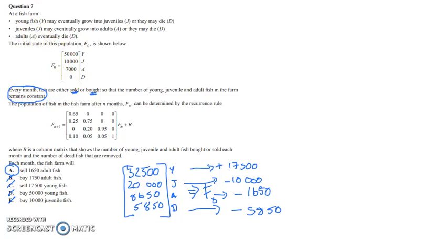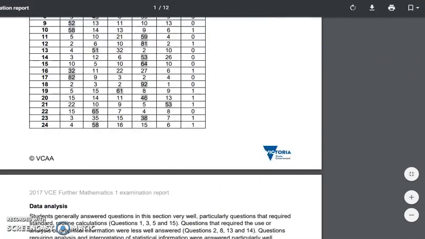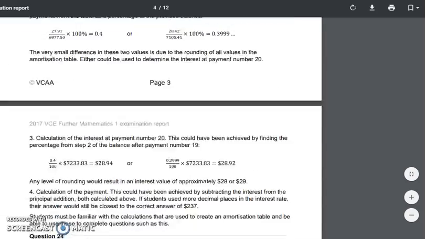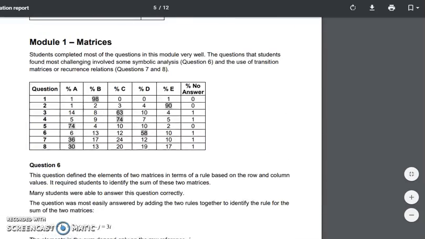So let's have a look at the assessor's comments for this one. Let's find the matrices section. So here we go, question number 7. Answer is A. Only 36% of the cohort managed to get this one correct.